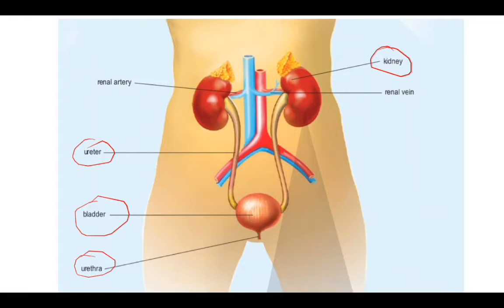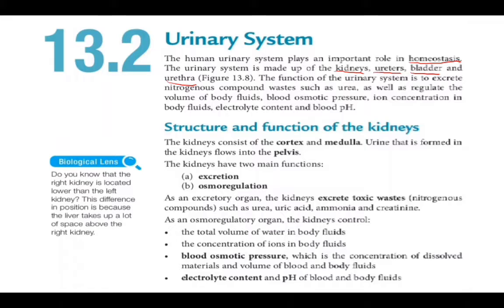Okay, and then this is the renal artery, the red one, and the blue one here is the renal vein. The functions of the urinary system are to excrete nitrogenous compound waste such as urea, as well as to regulate the volume of body fluid, blood osmotic pressure, ion concentration in body fluid, electrolyte content and blood pH.